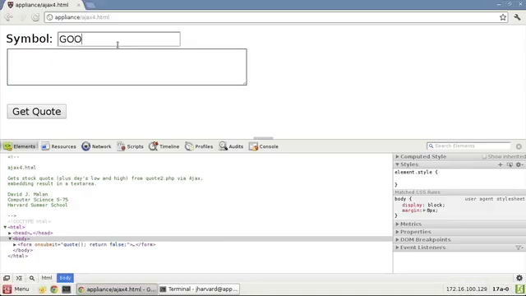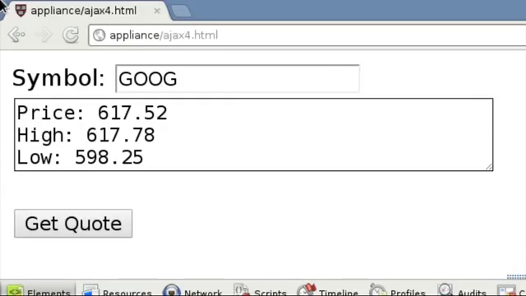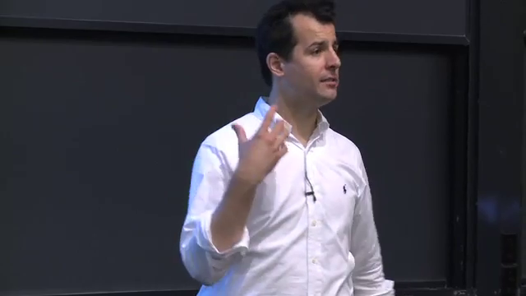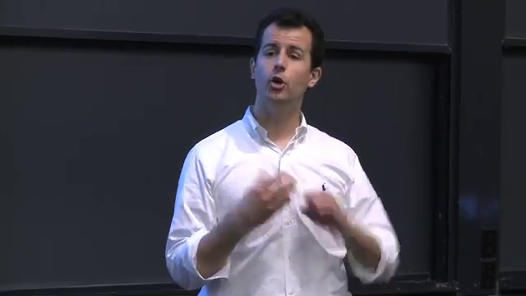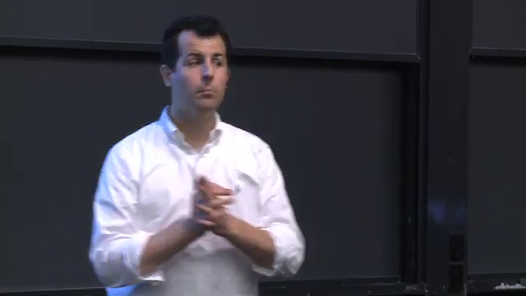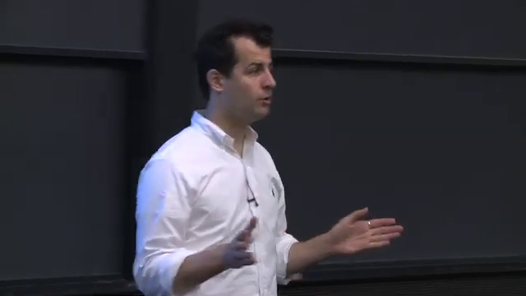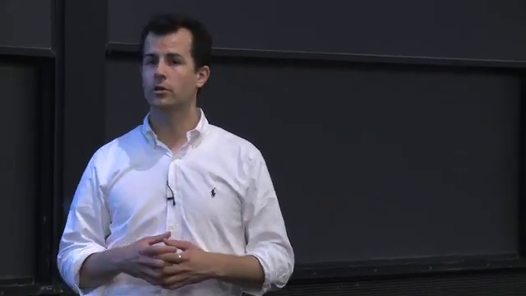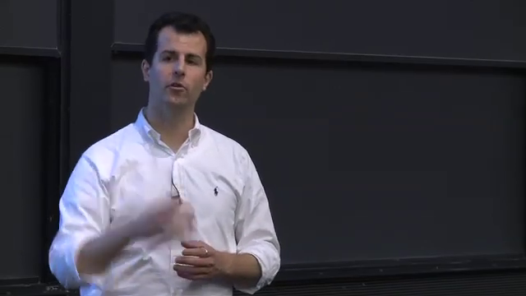So let me go ahead and type in Goog here, click Get Quote. And sure enough, now I get back these values. Now, I could kind of hack something together, right? I could use JavaScript and figure out where the colon is and somehow extract the numbers that I've returned so that I could put them in 3 different places. But what would be a cleaner approach here? If I want to somehow get back more than one value, I don't want price alone. I want price and high and low. How can I go about returning something more useful from the server?